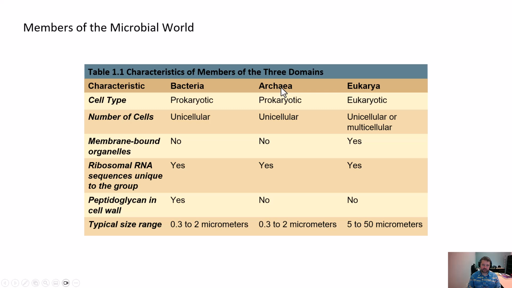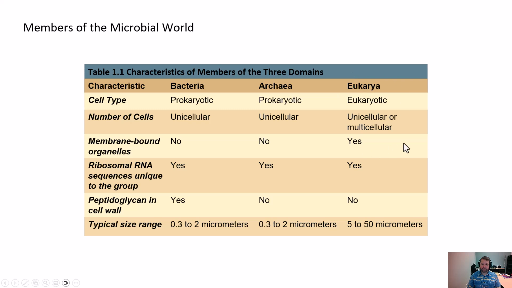And so we can look at bacteria, archaea, and eukarya. We can look at their cell type. We know that prokaryotes have no nucleus and no organelles, and then the eukaryotes have a true nucleus and membrane-bound organelles. Number of cells. Bacteria and archaea are unicellular, although they can form large colonies and share genetic information, share energy, share stimuli, but they're still considered unicellular because they can live by themselves as a single cell.